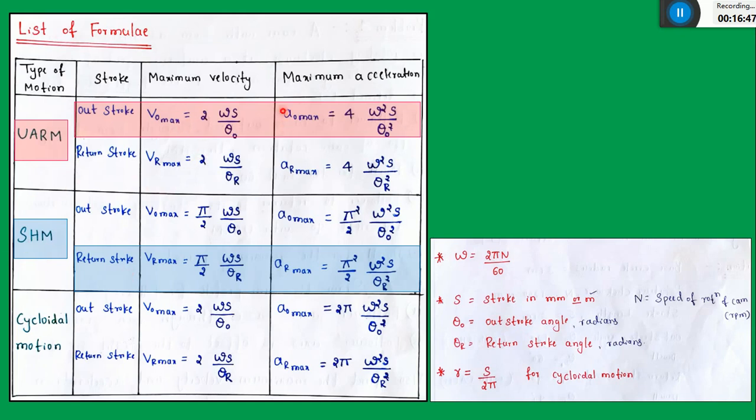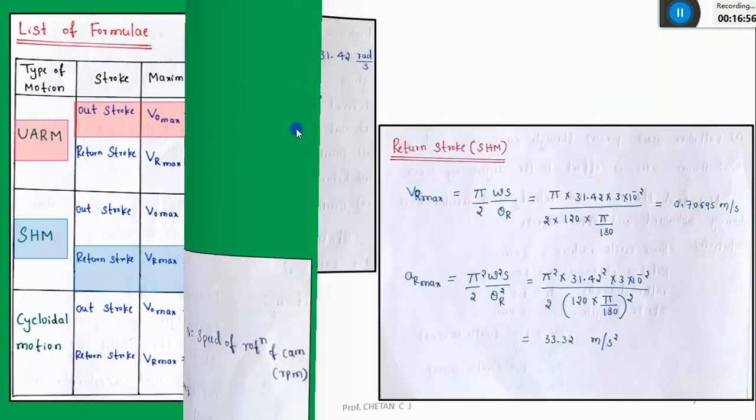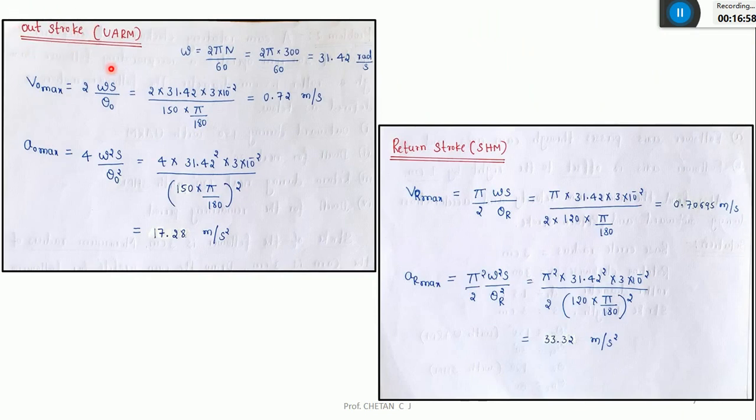First, I'll find these maximum velocity and acceleration during outstroke, which is with uniform acceleration and retardation motion. I'll copy this formula. For this outstroke, I have copied these two formulas, maximum velocity and maximum acceleration. To find these two parameters, I want the angular velocity. S is already known, theta naught is known, and the unknown is omega. Using this formula, omega is equal to 2 pi N by 60. N is given as 300 RPM. I'll substitute and get the answer as 31.42 radian per second.